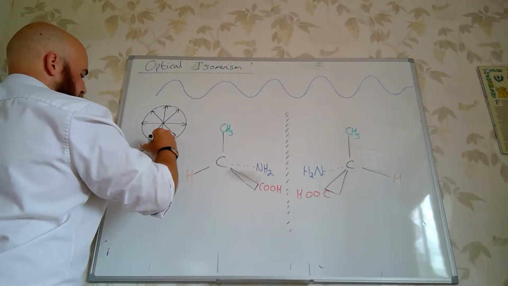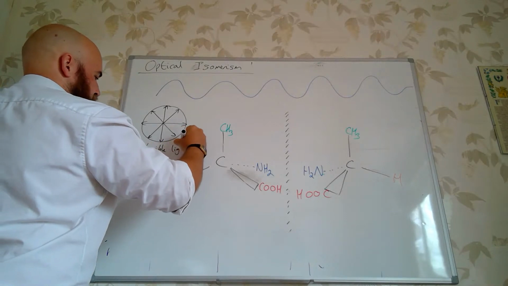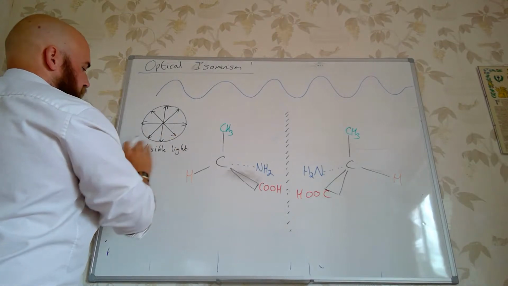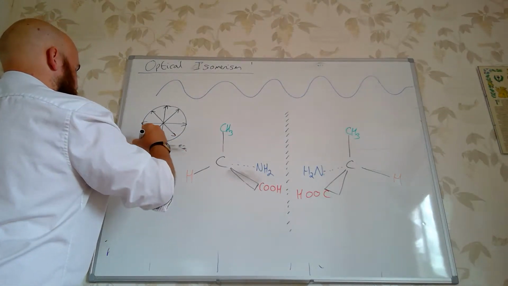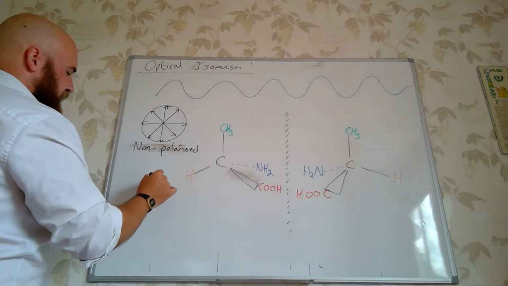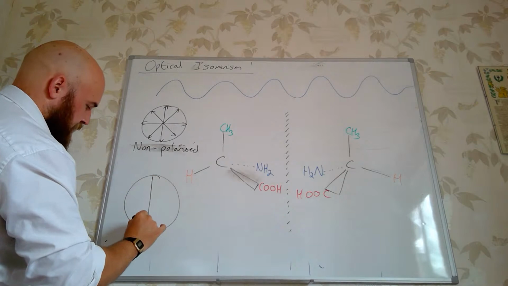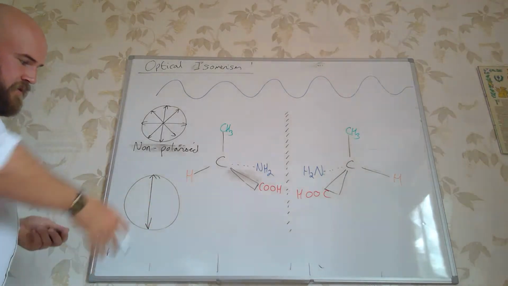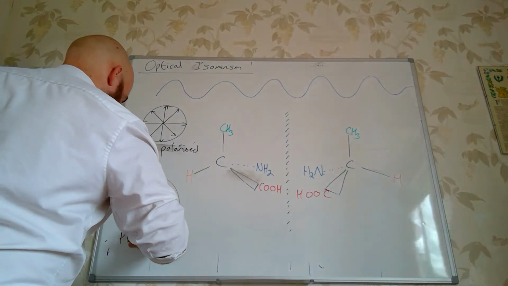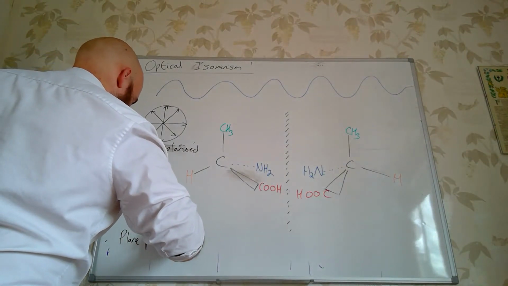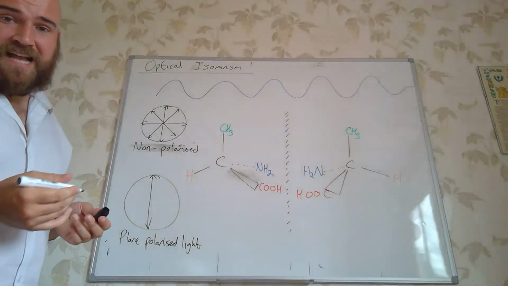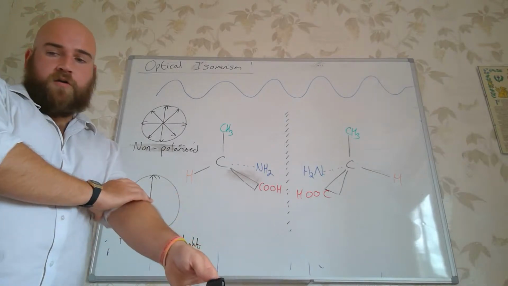So this is visible light, and the waves are oscillating in all different directions. In fact, now we'll call it non-polarized light. That's non-polarized light. Plane polarized light is when you just get the light waves oscillating in one plane. And how do we achieve that? How do we achieve plane polarized light?